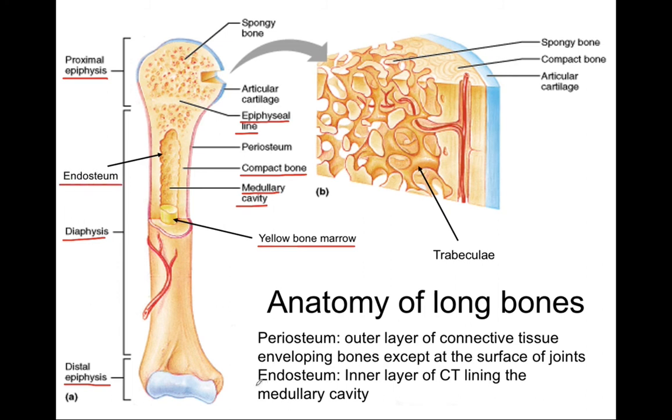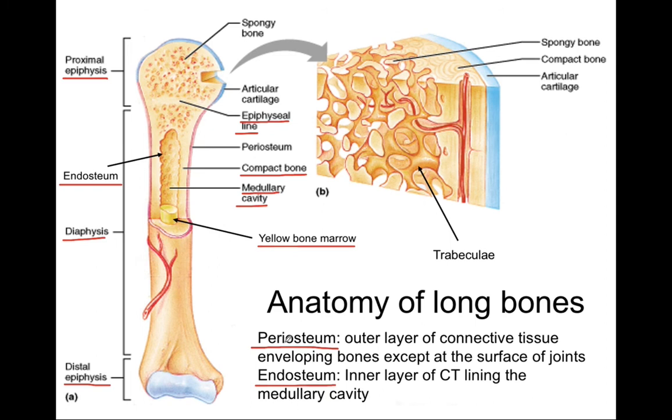The endosteum can be described down here. This layer of connective tissue will line the inside of the medullary cavity and contain the yellow bone marrow. The endosteum is not the only connective tissue layer that we will see on the diaphysis. In fact, we're going to have another structure that wraps around the outside of the diaphysis known as the periosteum.